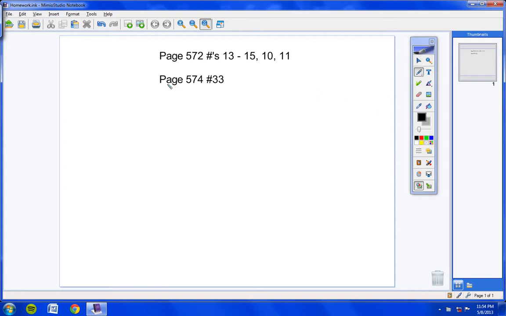Please open your books to page 572, and let's get started right away with number 13. Now notice it is number 13 at the top of the page, okay? Number 13 at the top of the page. So here we go. Number 13 looks like this. Triangle comes down over like this. And let's go ahead and label this number 13.